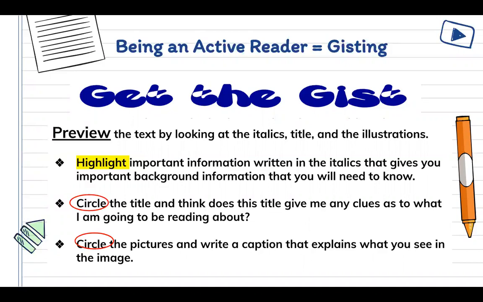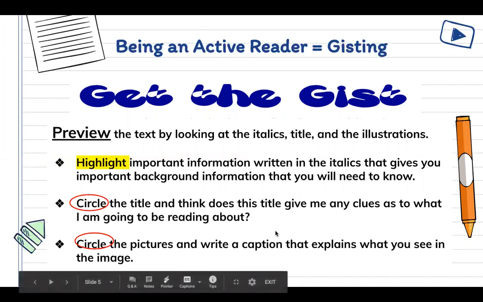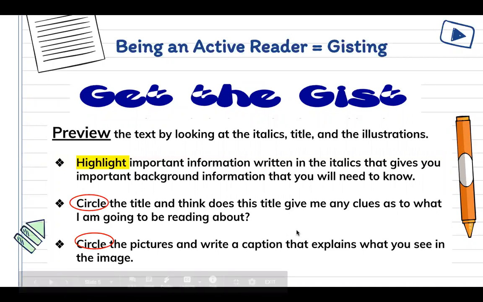And when we see those italics, then we're going to make sure that we point them out and we understand exactly what they are. So today, we're really going to focus on the title and the illustrations that may help us to better understand the story. To begin, we need to circle the title and think, does this title give me any clues as to what I am going to be reading about?